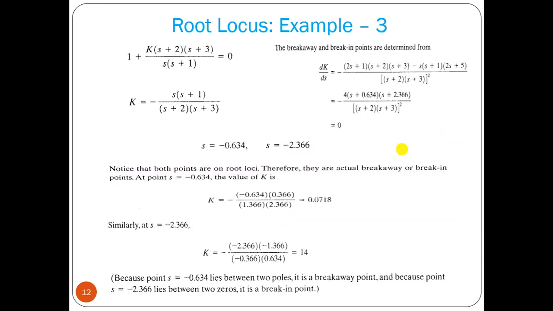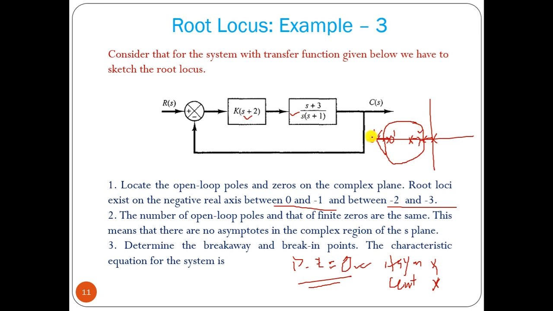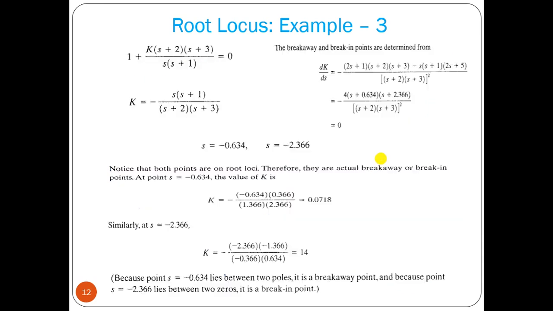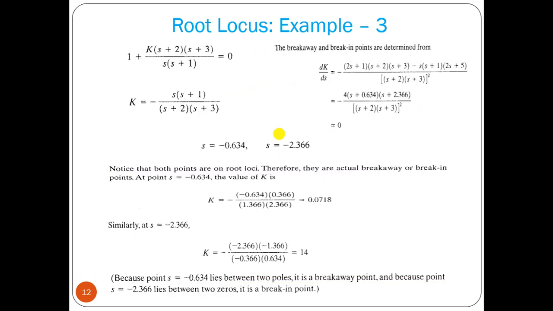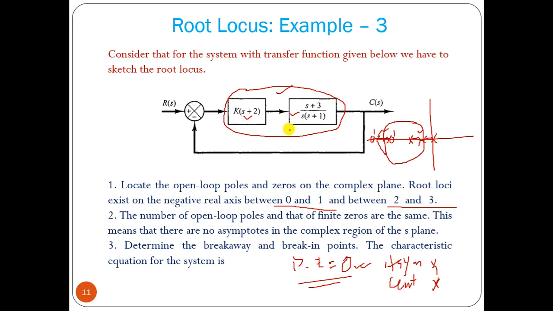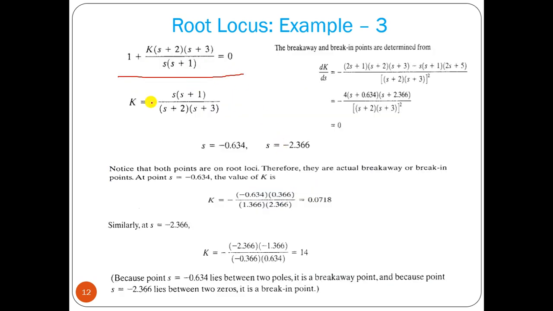Okay, now let us see how you have to find out this breakaway and break-in point. For that you have to find out the k equation. This is your open loop transfer function. From that you have to find out the characteristic equation, 1 plus G into H, where H equal to 1, equal to 0, so we got the k value. Now dk/ds equal to 0 you have to do. Okay, we got these values of s.